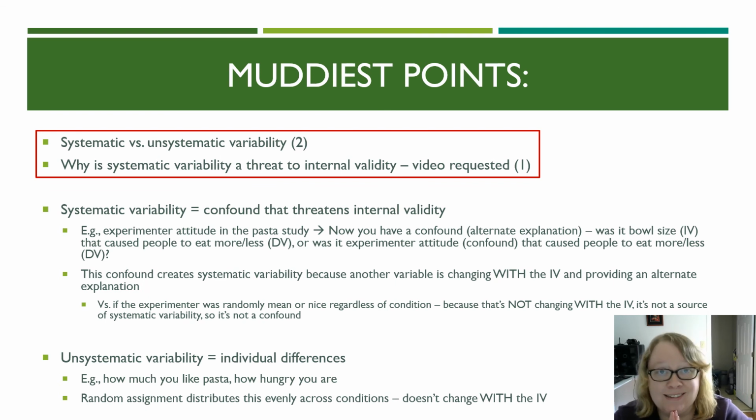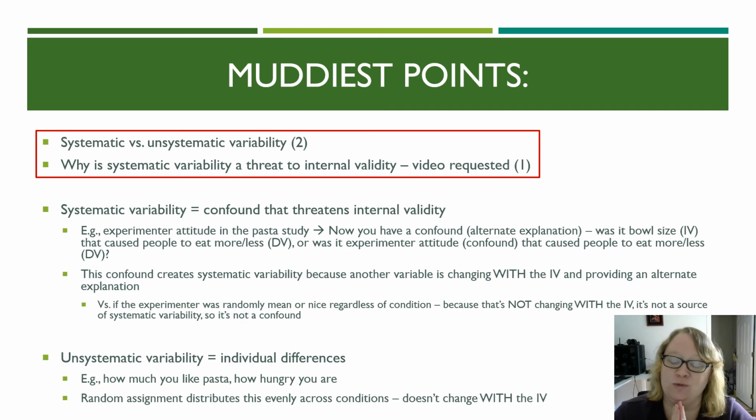All right, now unsystematic variability, I want you to think of that as being individual differences. So whereas systematic variability is a confound, unsystematic variability, that's just individual differences. So that's things like how much you like pasta, how hungry you are. Those things aren't changing with the IV of small bowl or large bowl. You have some people who love pasta in both conditions. Some people hate pasta in both conditions. Some people are really hungry in both conditions, right? It's distributed across those conditions.